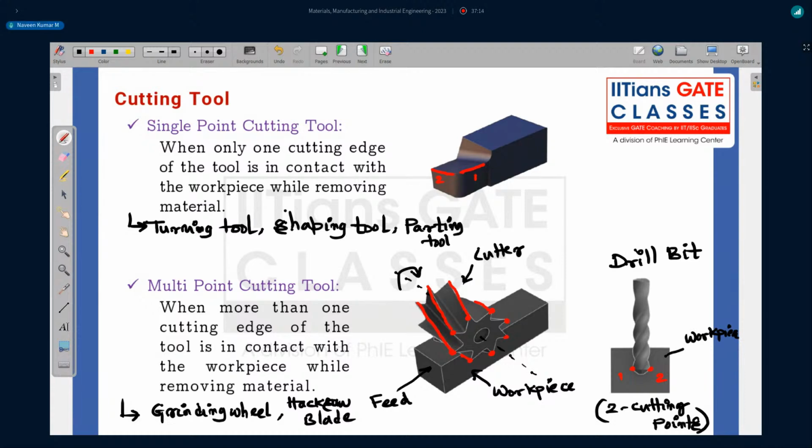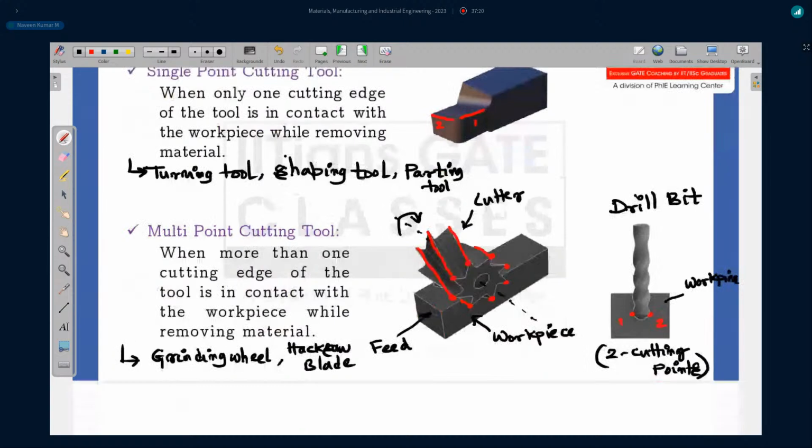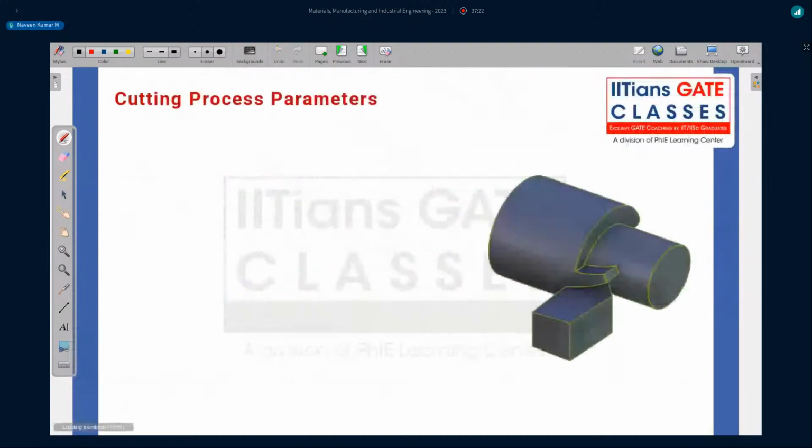Let's discuss now what the cutting process parameters are. I told you a term called feed. There are three important cutting process parameters: speed, feed, and depth of cut. We're going to discuss them in detail now. What is speed, what is depth of cut, and what is feed? Let's first write what is speed.